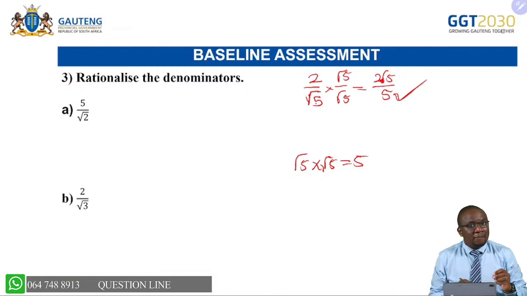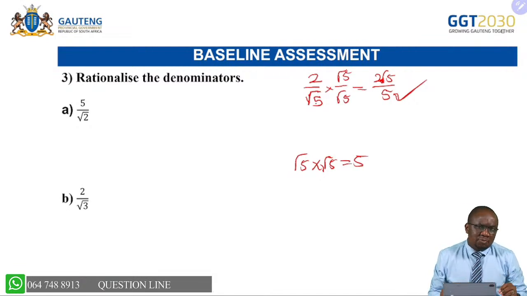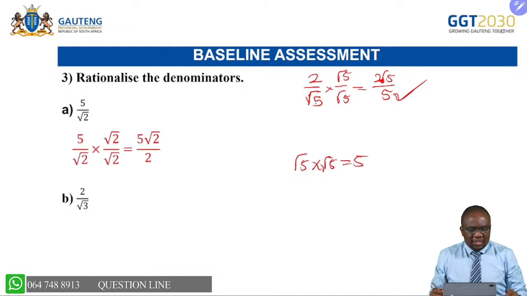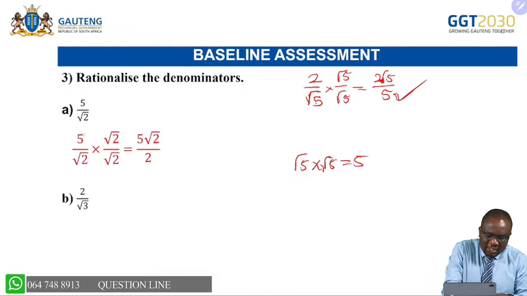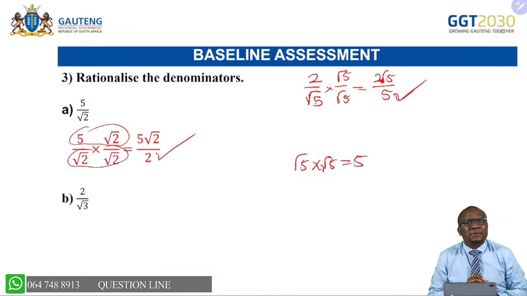So we have to multiply by square root of 2. But we can't just multiply the denominator by square root of 2 and leave our numerator on its own like that. We also need to multiply our numerator by square root of 2. So we do it like this. We say numerator times numerator, and then denominator times denominator. Now our denominator is rational. We have rationalized our denominator.